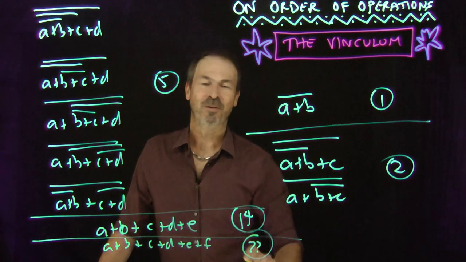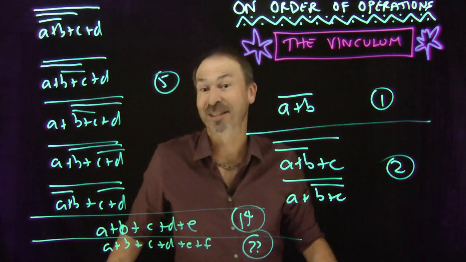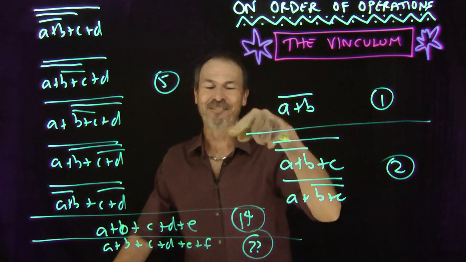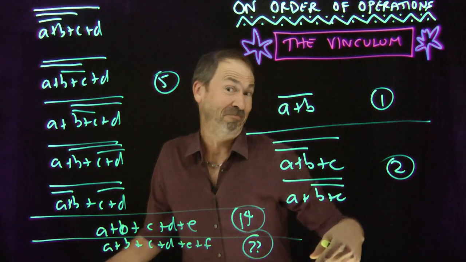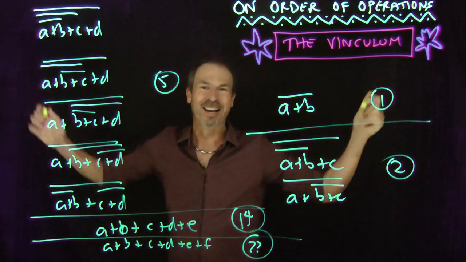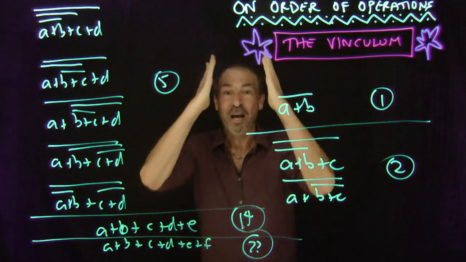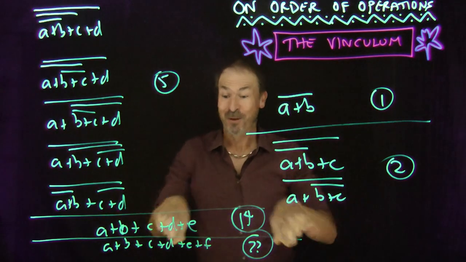How many ways could you put vincula around a sum of six terms? What are the vinculum numbers? 1, 2, 5, 14, something. Keep going, keep going, keep going. Why not? Just have fun with this. If you actually get all 14 ways here, you understand grouping very well. You're on top of it.